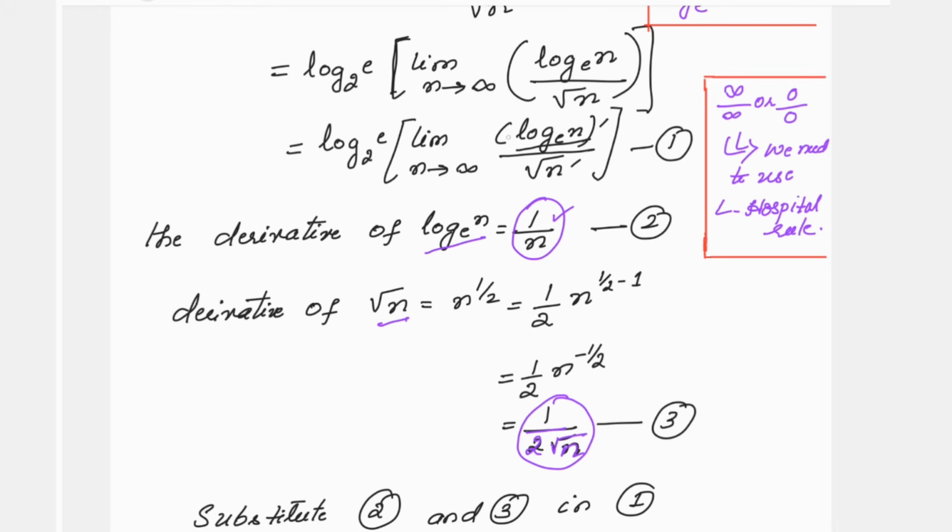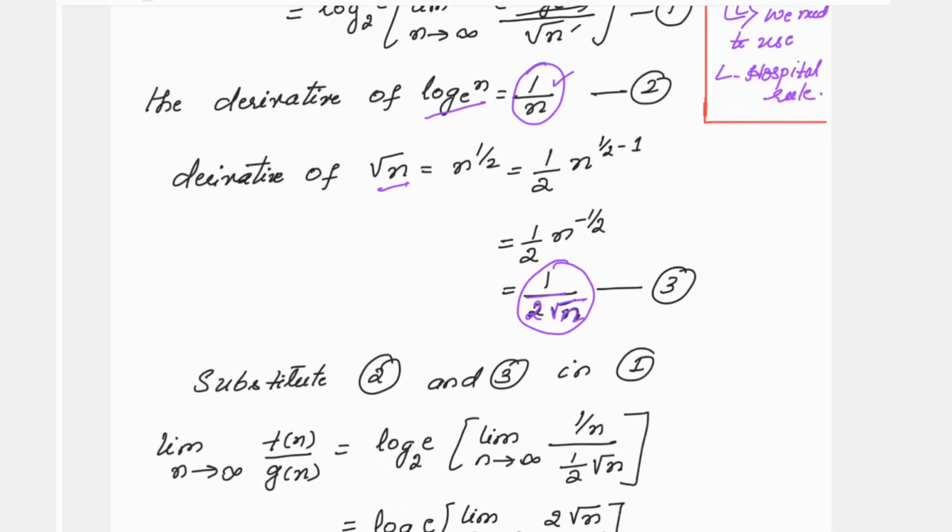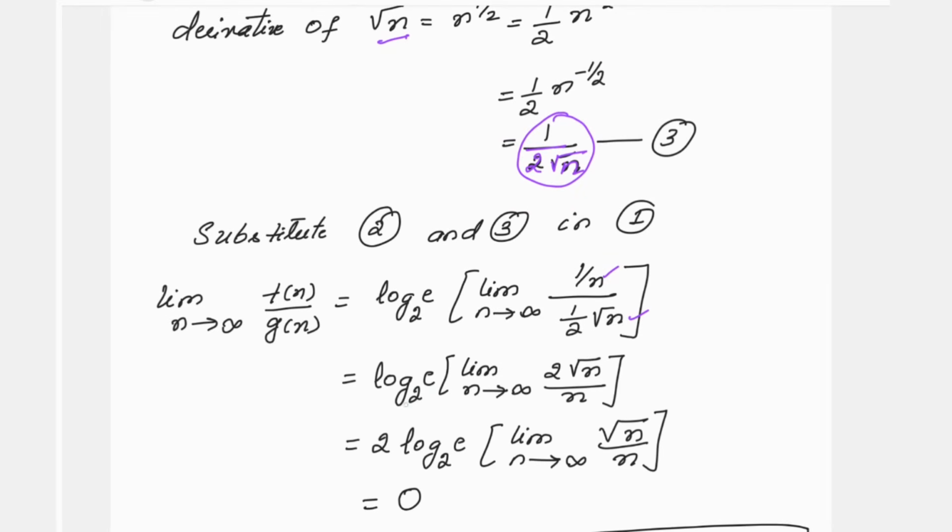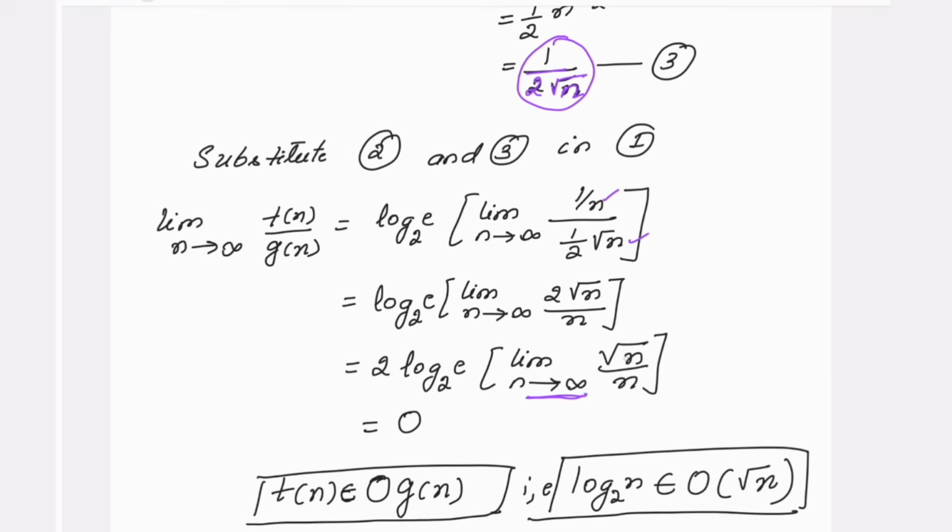Fine, you have to take whatever is T of n and g of n. Here you have to take the derivative of these two and substitute. Once you substitute those derivatives, still this log e to the base 2 is outside. Okay, further simplifying this 1 divided by n divided by 1 by 2 under root of n, you will get 2 under root of n divided by n. N tends to infinity. So when you substitute n equal to infinity, then you will get what? 0. 0 into anything is 0. What you got finally is 0.